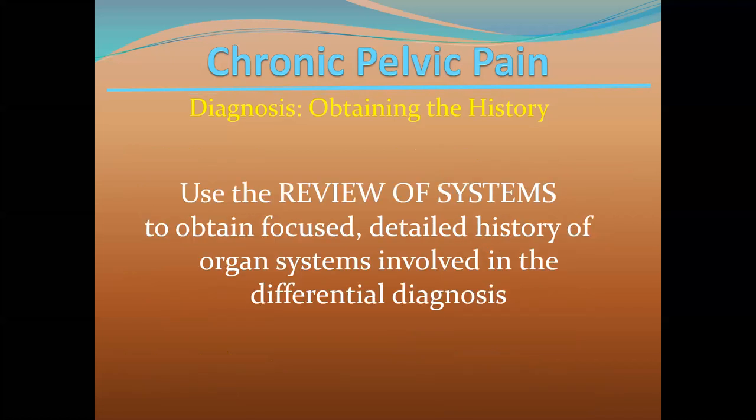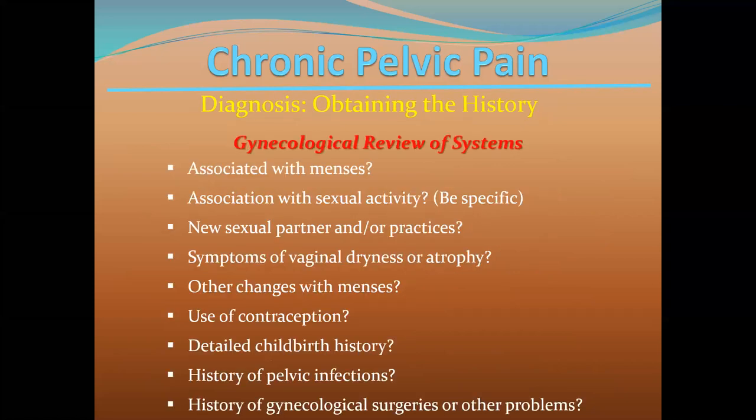Use the review of systems to obtain a focused, detailed history of the organ systems involved in the differential diagnosis. In the gynecological review of systems, consider pain associated with menses and categorize which factors are causing it, like pelvic inflammatory disease, endometriosis, or a congestive type, or repeated surgery such as tubal ligation, or endometriosis with pain at the end of menstruation, or primary dysmenorrhea in early adolescence. Pain associated with sexual activity means either endometriosis or an infection. So specify whether it is superficial or deep, and according to that situation you can categorize.